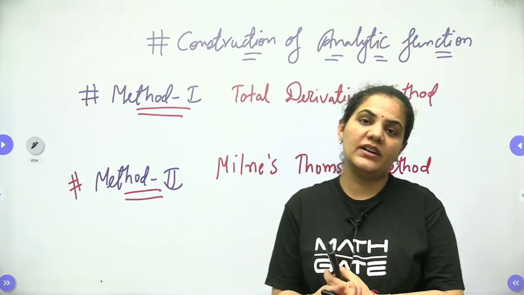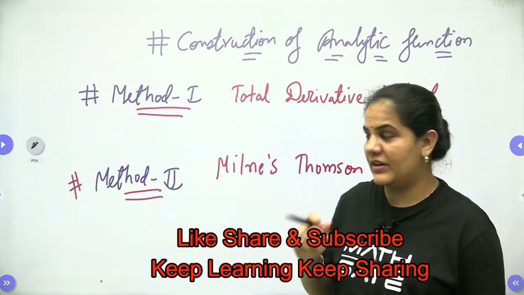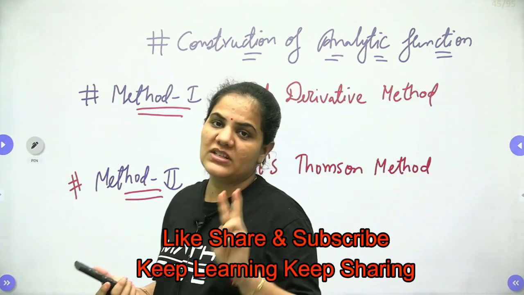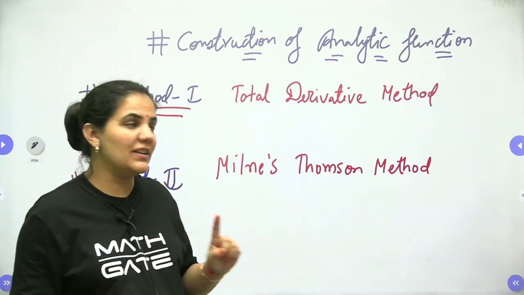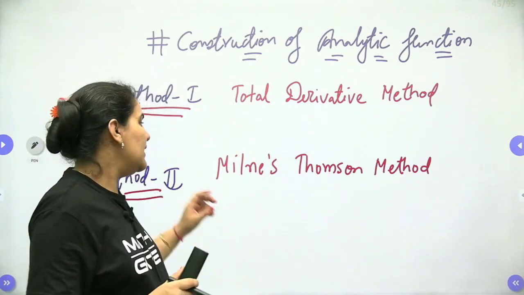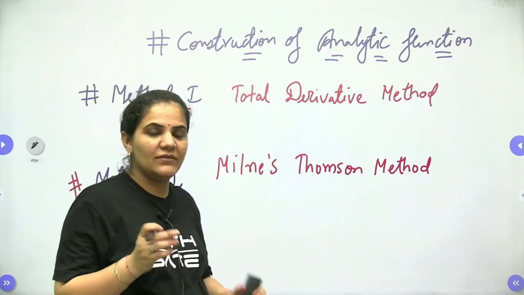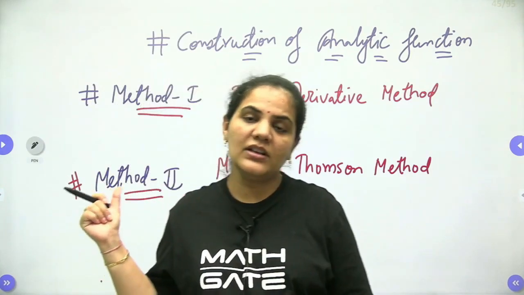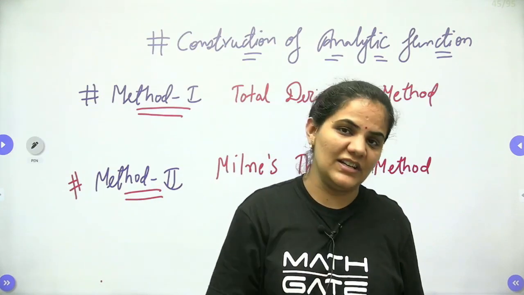Let's have a discussion, dear students, on how to construct an analytic function. We have two methods to construct an analytic function. The first is the total derivative method, which is the chain rule. I will show you that one. The second is the Milne-Thomson method, which works with the help of integration, right?